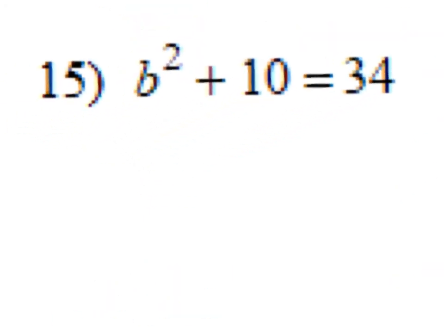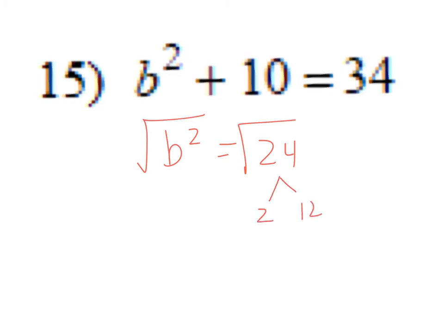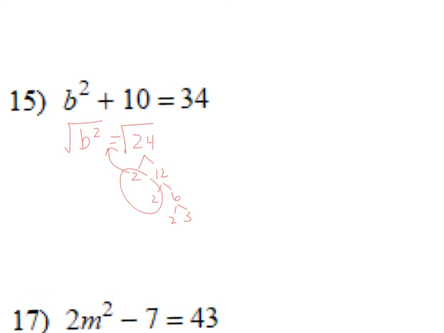Okay, on this one, I'm going to have to isolate my b squared first by subtracting the 10 over and getting 24. Now I'm going to square root both sides, which means I am going to break this down. So I get 2 and 12, 2 and 6, 2 and 3. So the 2's pair up and move out. Okay, so I have b equals, don't forget your plus or minus. Remember, you have to have 2 answers. 2 on the outside, and then 2 times 3 is 6 on the inside.